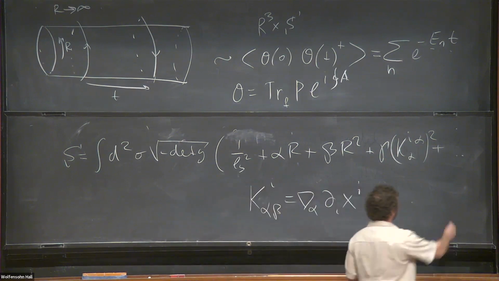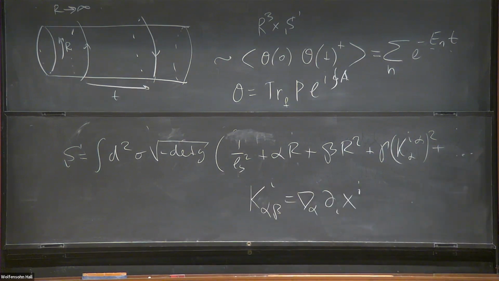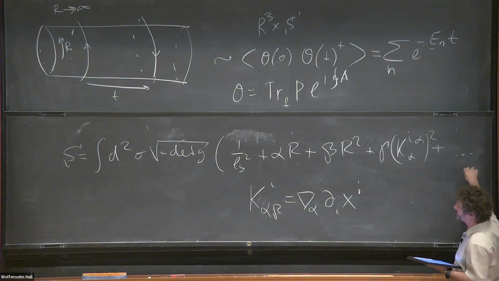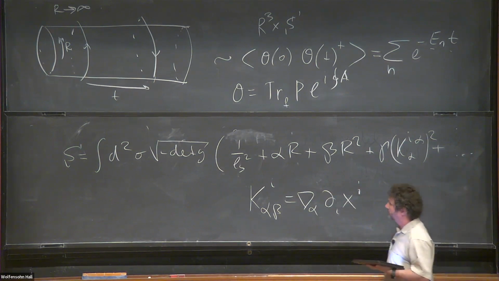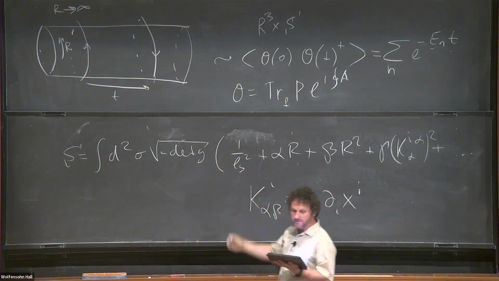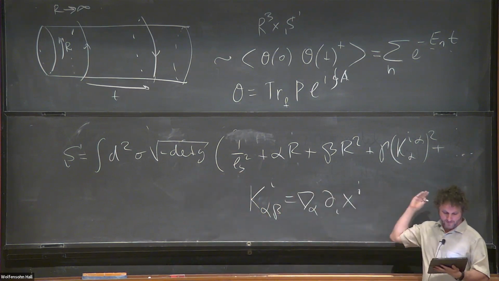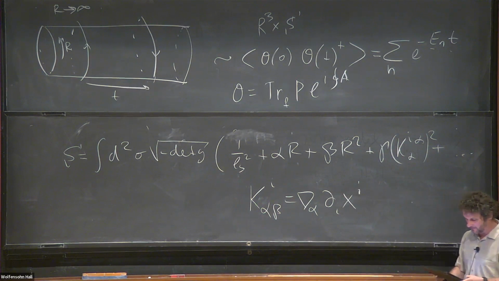And this is my effective field theory with all these higher dimensional operators. So if I go to low energies, then the dynamics is governed by the Nambu-Goto action plus a set of corrections.